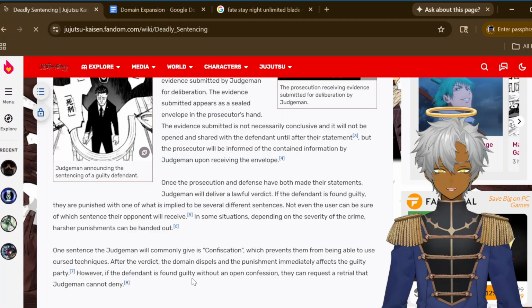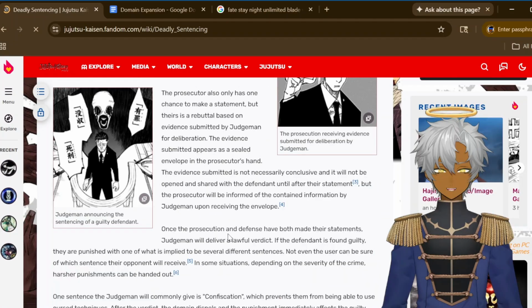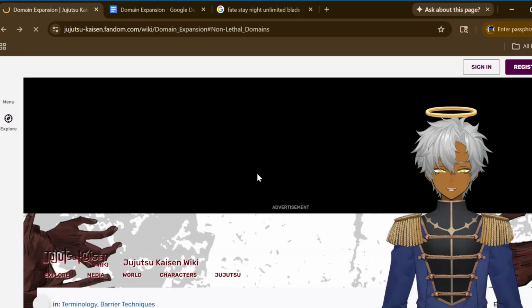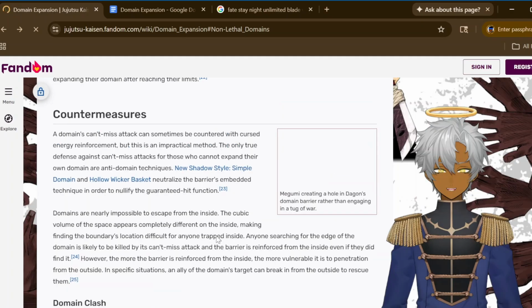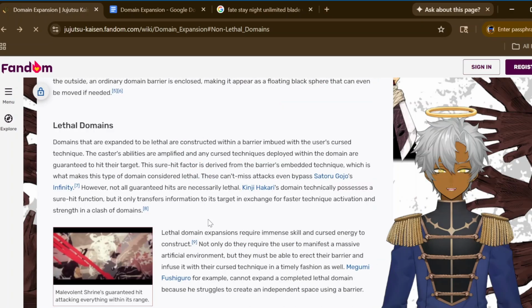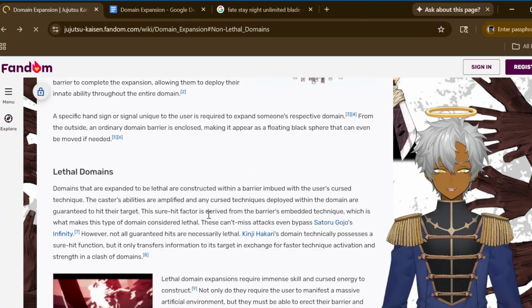However, if the defendant is found guilty without an open confession, they can request a retrial that Judge Mann cannot deny. So essentially, it's just a real court case. It is an actual real court case, but the evidence that Judge Mann brings for whatever you're being accused of is something that you essentially have no say in.